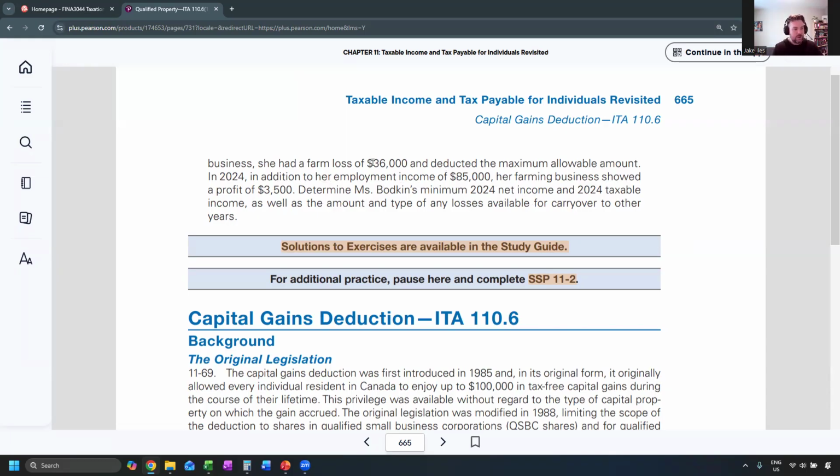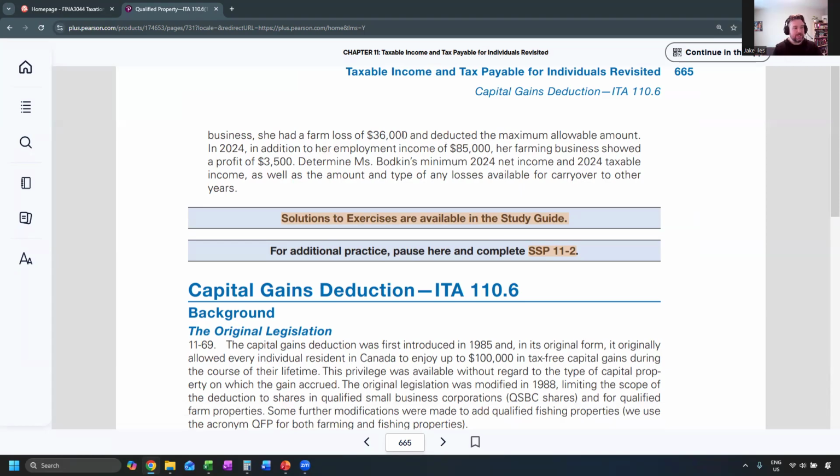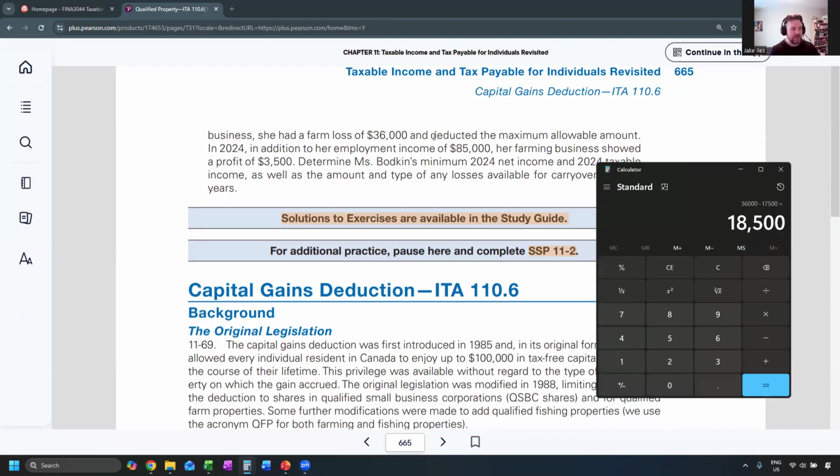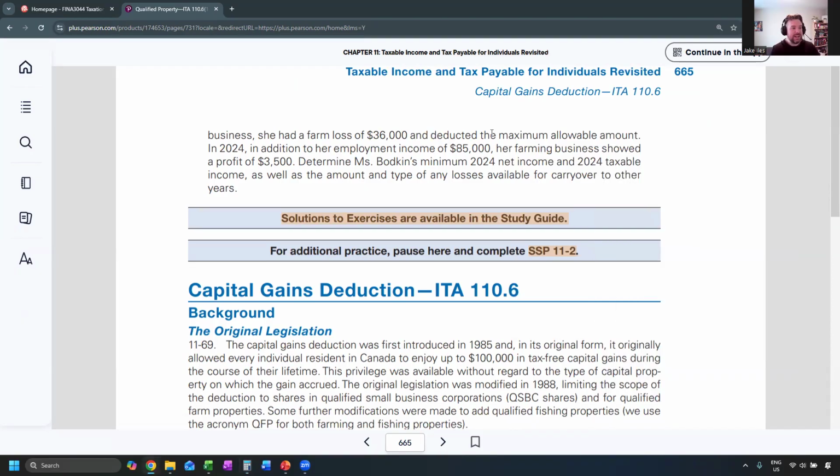So this $36,000 is more than that $32,500. So we know that if the farm losses are more than $32,500, we must be hitting that maximum of $17,500 unrestricted, and the rest is restricted. So $36,000 minus our unrestricted $17,500. That $17,500 was unrestricted, and this says that they deducted the maximum allowable amount.